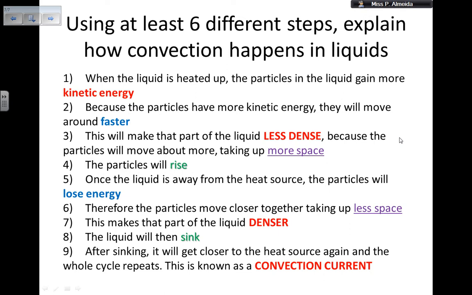Finally, because sometimes you get 6 markers, I'm going to give you an exercise that I did in class: using at least 6 different steps, explain how convection happens in liquids. So this is what you could have done. This is a model answer.